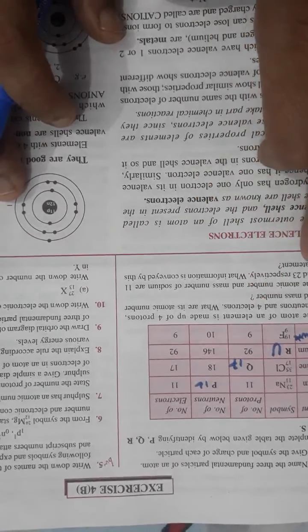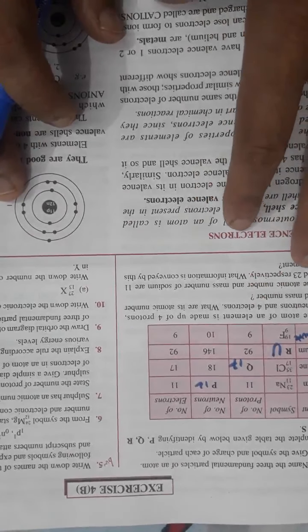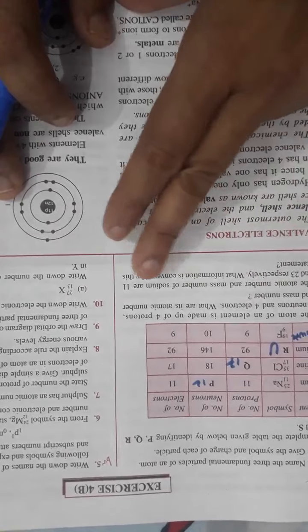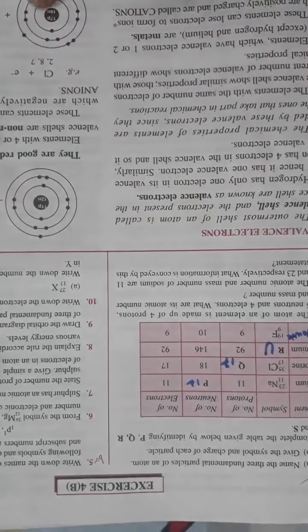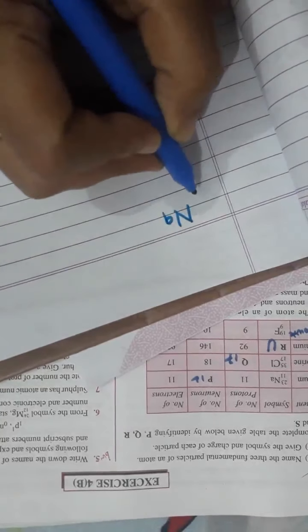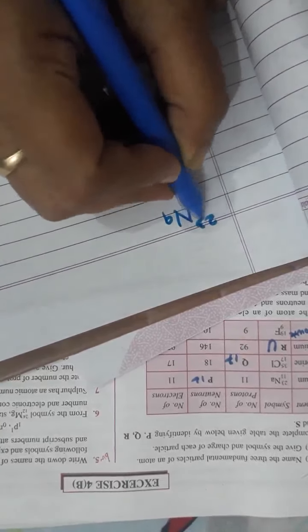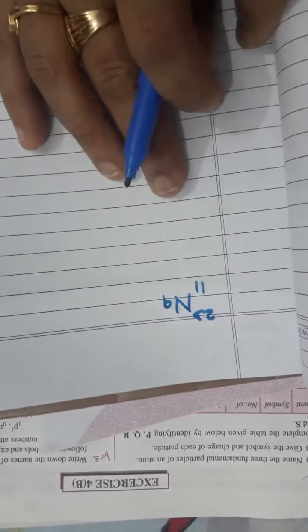Now coming to question number 4, very important type of question. The atomic number and mass number of sodium are 11 and 23. What is the information conveyed by this statement? So we can solve it here. Sodium is Na, atomic number is 11, mass number is 23. So what are the various information we can get?